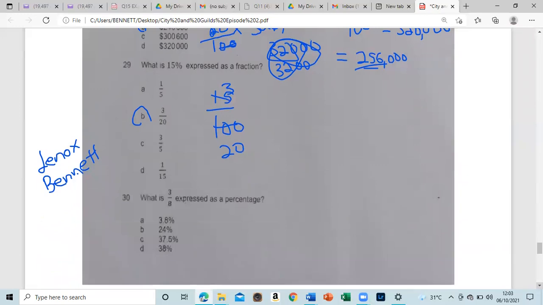Alright, the last one, what is 3/8 expressed as a percentage? I could just do that times 100. Just imagine I get 3 out of 8 for your class. So we're going to divide by 4, and we get 25. 125, 3 times that, 75. Divided by 2. So we get 37.5.